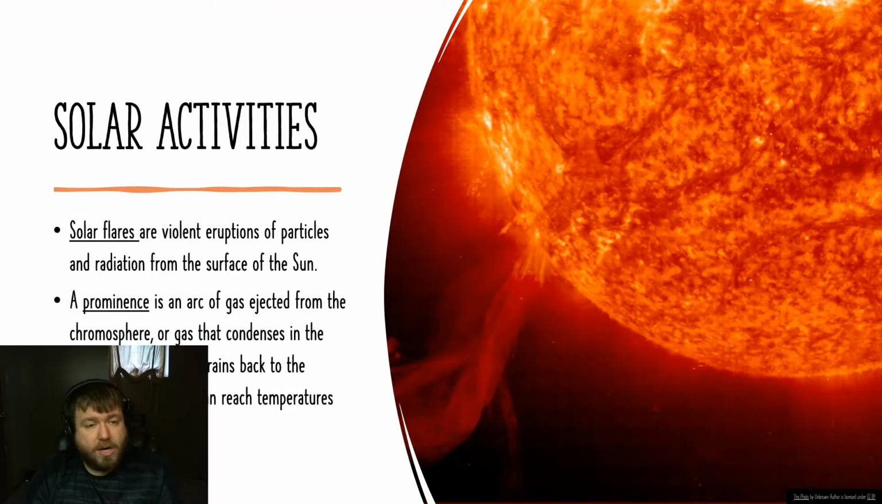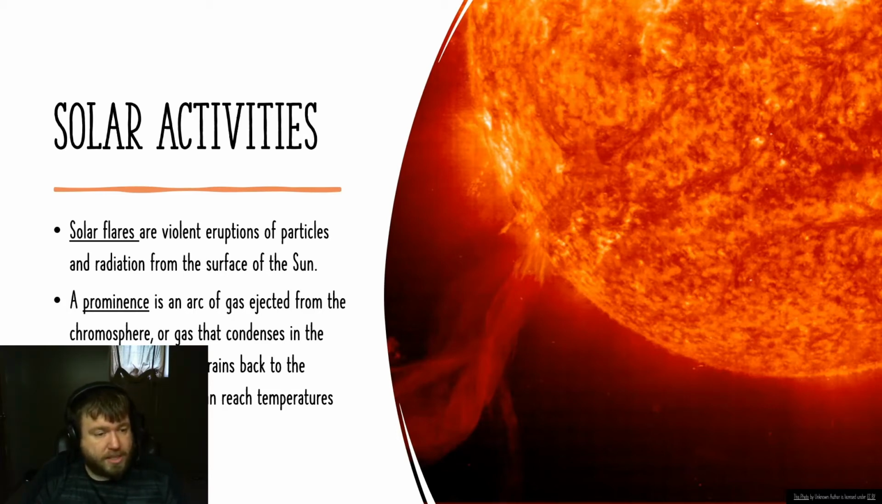A couple other solar activities we're going to talk about. Solar flares. A solar flare is a violent eruption of particles and radiation from the surface of the sun. Now, the sun is constantly burning, and we'll get into that process here in a minute, but occasionally it'll build up and there'll be a sudden burst of more particles and radiation, and that's called a solar flare.